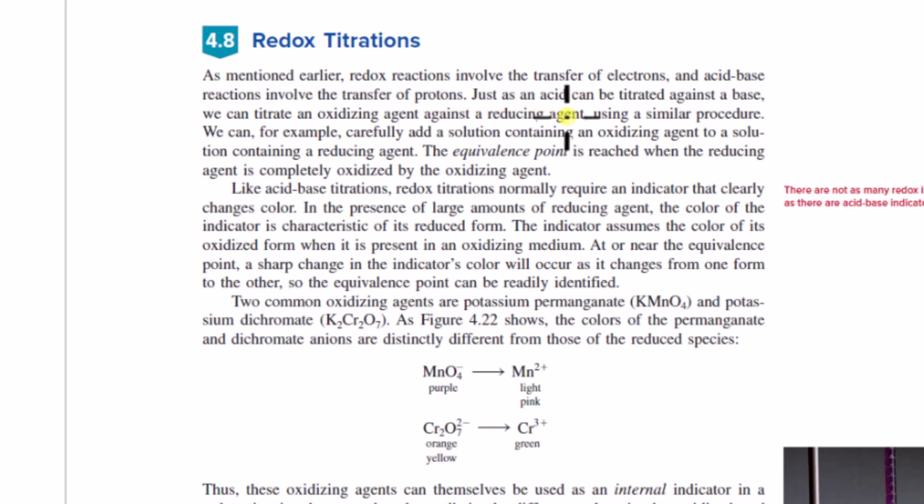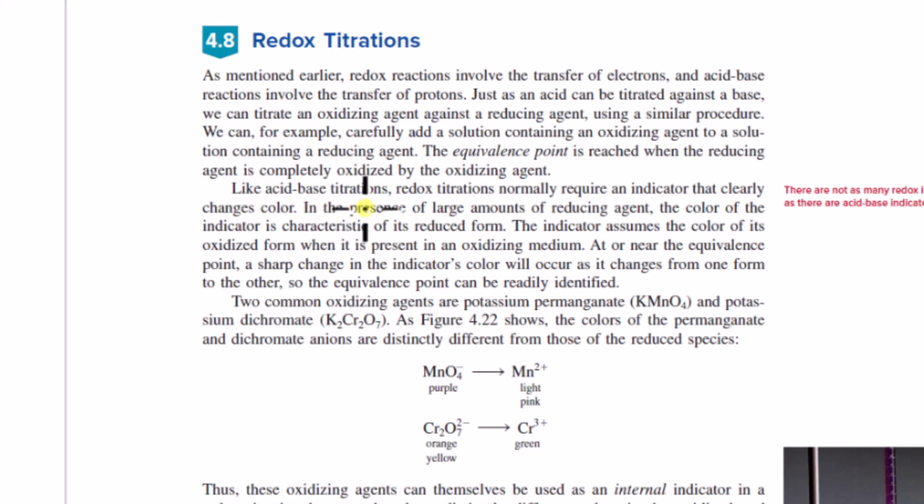Just as an acid can be titrated against a base, we can titrate an oxidizing agent against a reducing agent using a similar procedure. We can, for example, carefully add a solution containing an oxidizing agent to a solution containing a reducing agent. The equivalence point is reached when the reducing agent is completely oxidized by the oxidizing agent.